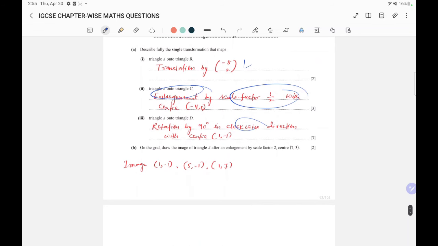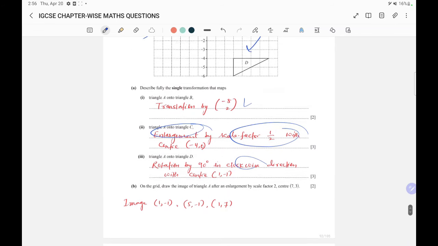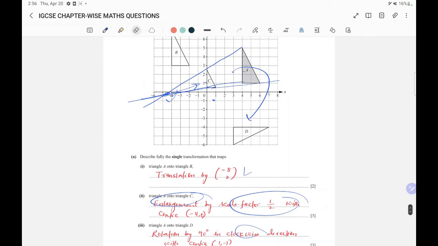On the grid, draw the image of triangle A after enlargement by a scale factor of 2 and center 7, 3. How will you do that?